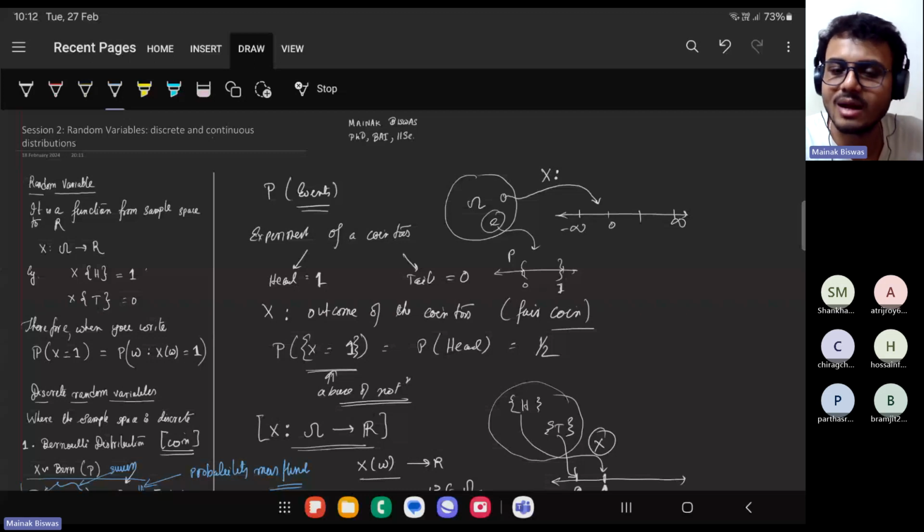So head will always be mapped to 1, tail will always be mapped to 0, and so on. Understood? Yes. So X is a function. Normal functions are always deterministic. You can have stochastic functions, that is a different thing, but normal functions are always deterministic because it's a mapping from one set to the other, right? Similarly, if you have functions of random variables themselves, they are like composition of functions, right?